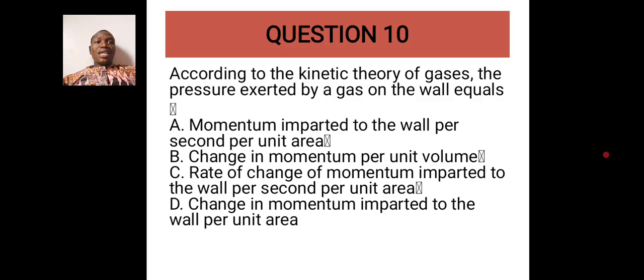You already know our gas laws. You know the kinetic theory of gases. So it is talking about the movement of gases hitting the wall of the container and so on. So they are now asking, according to it, what is pressure? How do you define pressure? And the correct answer is C, which is the rate of change of momentum imparted to the wall per second per unit area.